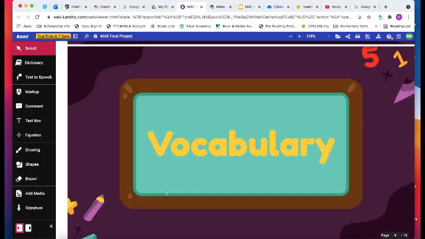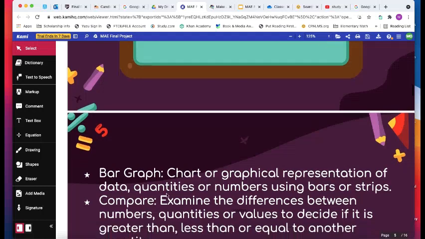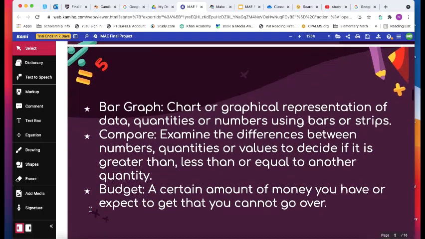Now, before we get on to the actual lesson, there are a few vocabulary words I want you guys to make sure you know by the end of this lesson. It's not that many, so don't worry. The first one is bar graph. A bar graph is a chart or a graphical representation of data, quantities, or numbers using bars or strips.